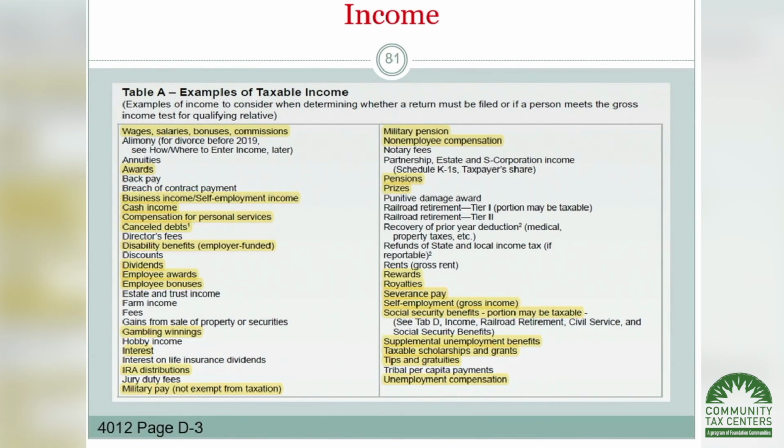If you all turn to D3, it has all the taxable types of incomes that you would probably see at a tax site. And I'll just go over some of the highlight ones that we see very often. Wages, salaries, bonuses, W-2s is what we see pretty much every single day. Awards are a little bit less common. Business income and self-employment income, we'll get into the intricacies of that as we go further into the slides. Cash income, compensation for personal services, that's the same thing as self-employment. Cancellation of debt, disability benefits, dividends, stocks, bonds.